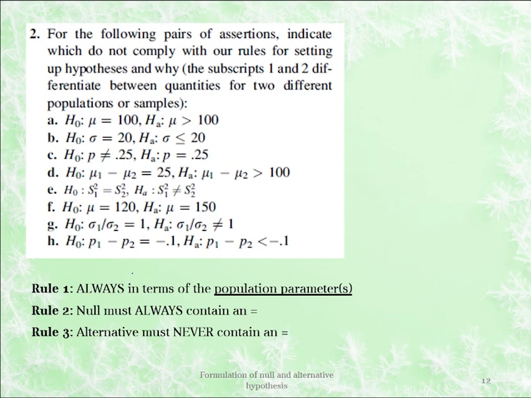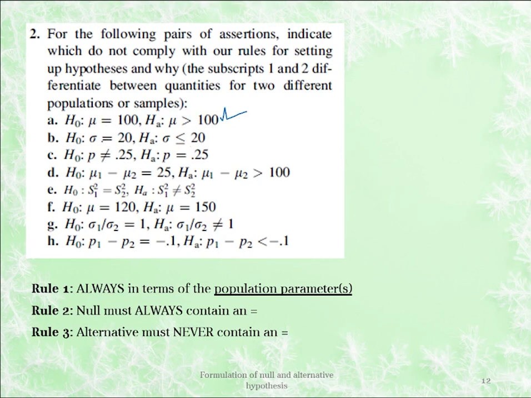Okay, so I assume you have done that. So let's check each of these. So we have our 3 rules so far. The null, always in terms of a population, or both hypotheses in terms of population parameters. Null must always have an equal, alternative must never have an equal. So if we look at the first one, we have our population parameters. We have an equal in the null, a greater than in the alternative. Everything is fine. That one works.